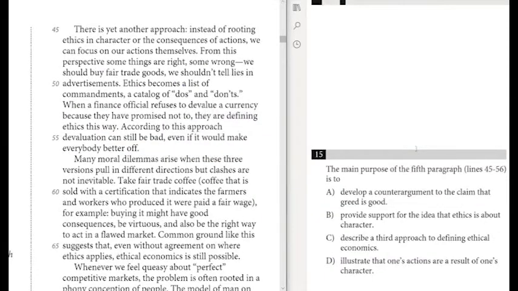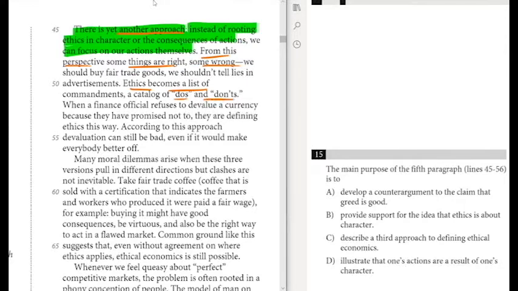Question 15 is asking us for the main purpose of the fifth paragraph. So looking through the fifth paragraph, it starts by saying, there is yet another approach. Instead of rooting ethics in character or the consequences of actions, we can focus on the actions themselves. So we're being introduced to, literally, another approach, and then the passage says a little bit more about it. From this perspective, some things are right, some are wrong. It kind of explains it a little, and then it criticizes it. Ethics, in this way of seeing things, becomes a list of do's and don'ts.